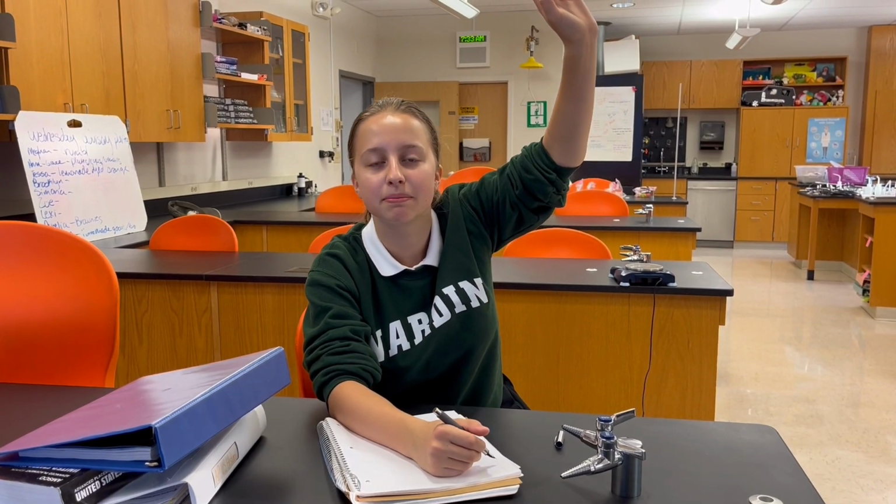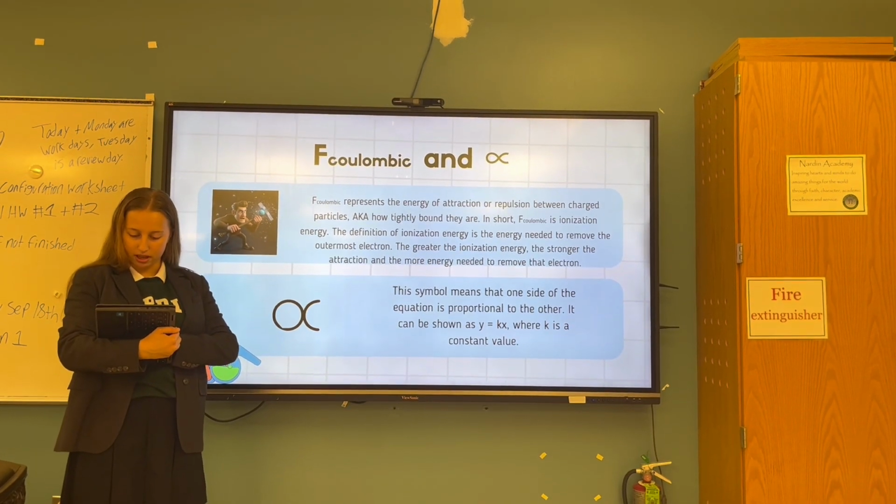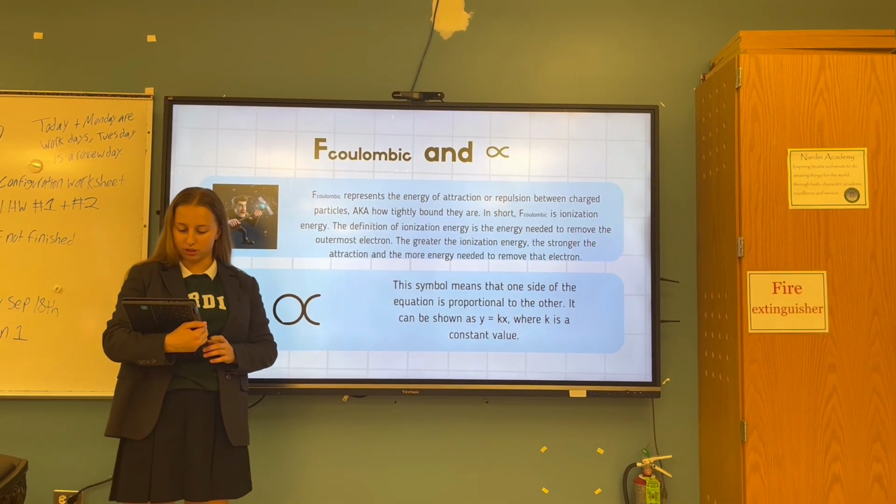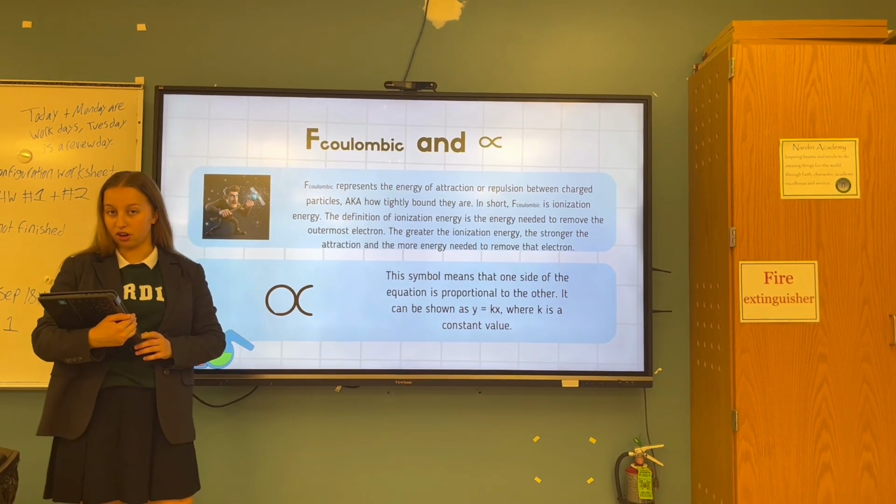What do those symbols mean? F coulombic represents the energy of attraction or repulsion between charged particles. Can anyone tell me what this definition could also apply to?